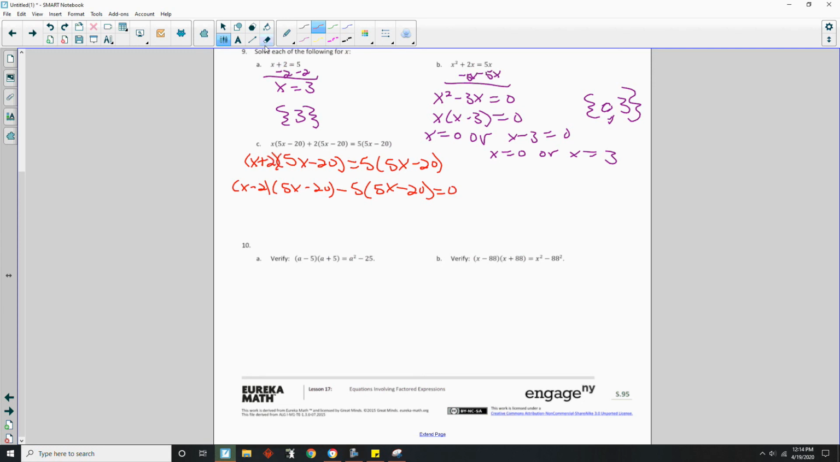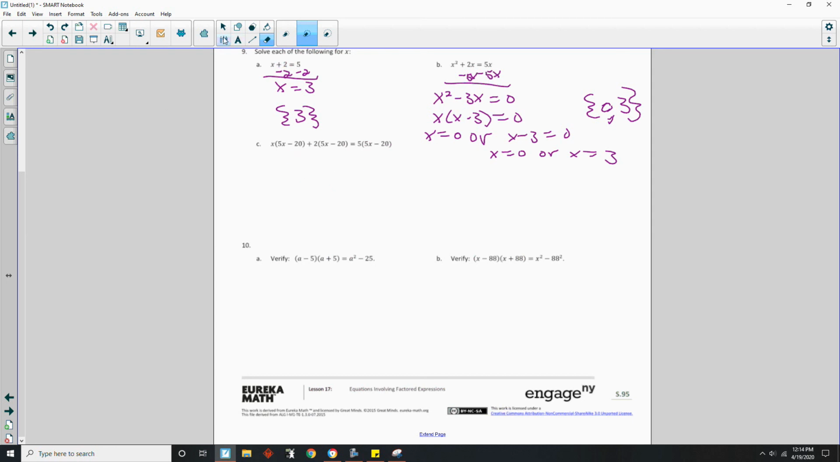Okay, I'm not liking the direction this is going, so I'm going to do something differently. Sorry about this, but that's why we have erasers in math. We don't always get something right exactly the first time, but once I got to that step, I knew there's a better way. So I'm just going to subtract 5 times x minus 20 from both sides. And when I do that, I get x times 5x minus 20, 2 minus 5 is negative 3, times 5x minus 20 equals 0.